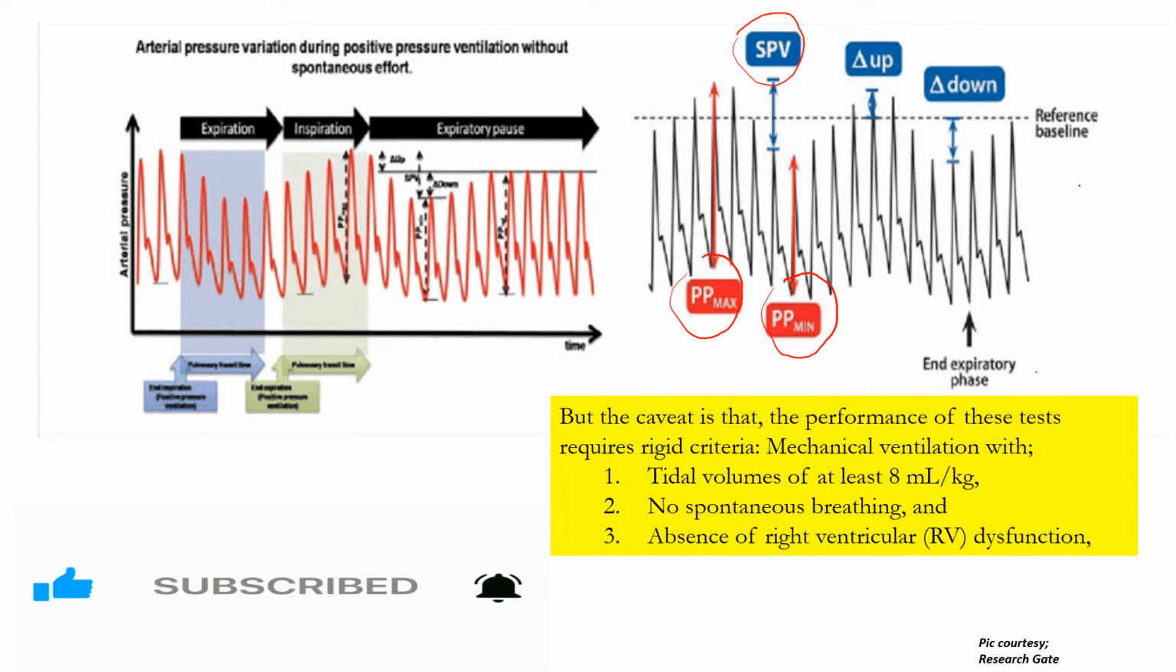But the caveat with these indices is that the performance of these tests requires rigid criteria. And these rigid criteria are that the patient should be on mechanical ventilation with tidal volumes of at least 8 ml per kg, having no spontaneous breathing, and there should be no right ventricular dysfunction. It is very difficult that all these three criteria be present in patients who are in ICU. So these indices might not be that useful.